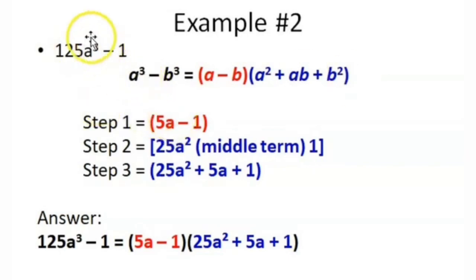So, kunin natin yung cube root ni 125a cube. The cube root of 125a cube is 5a. Para lang natin minultiply si 5a 3 times. So, 5a times 5a times 5a. So, the result is 125a cube.